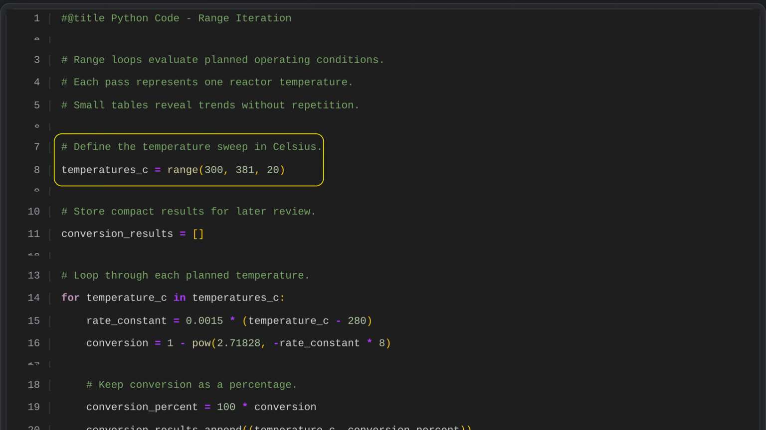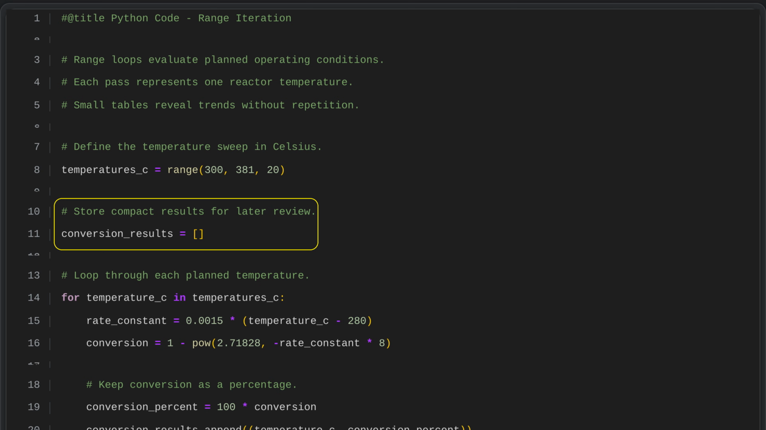We define a Celsius temperature range to test reactor performance under different operating conditions. The temperatures run from 300 degrees up to just below 381 degrees, increasing in 20-degree steps, so the reactor can be evaluated at regular intervals. We start with an empty list to store the conversion percentages for each temperature. This makes it easy to review and analyze the results later in the script.